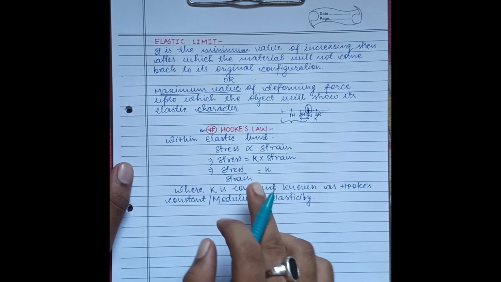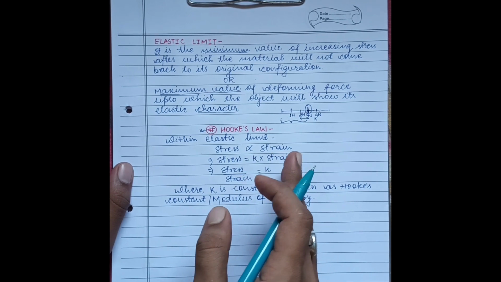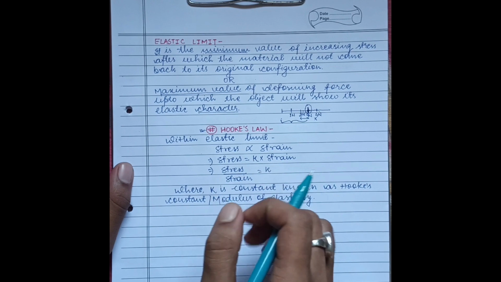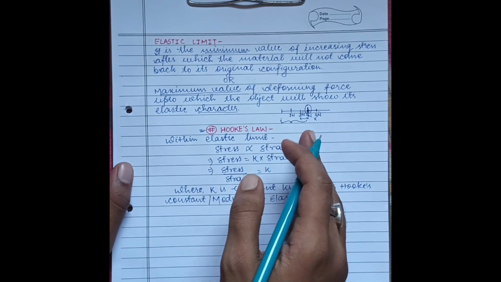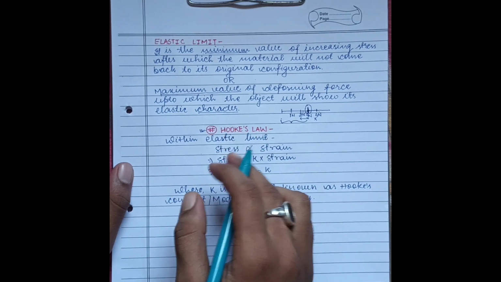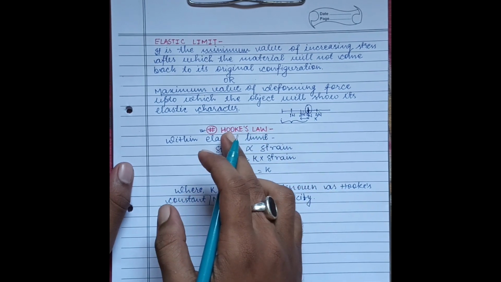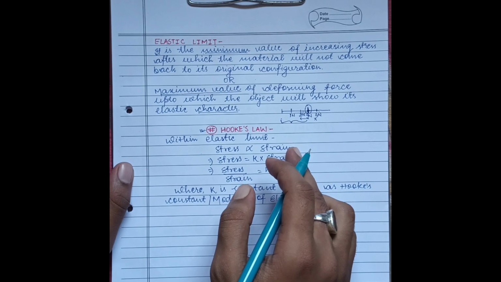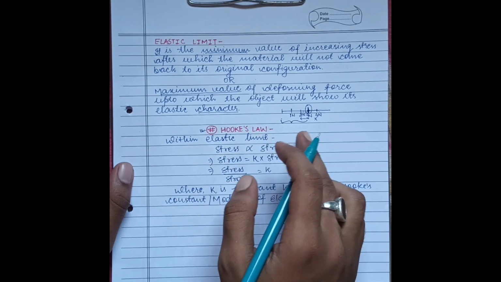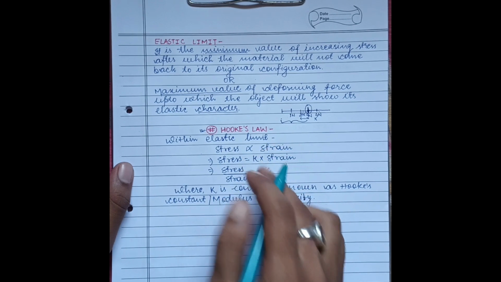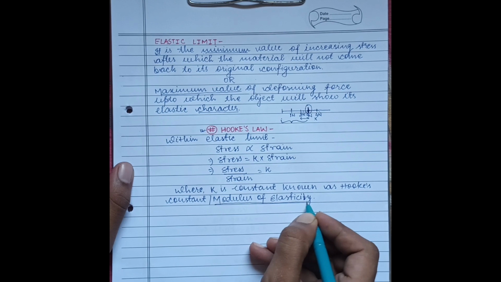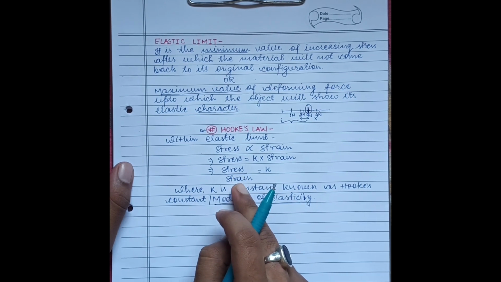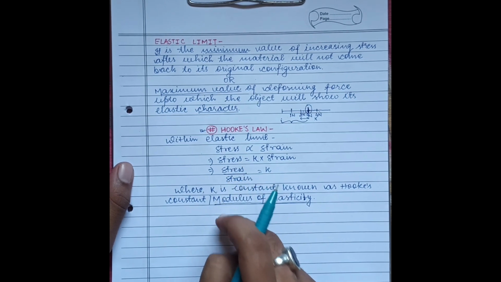So in the previous video, we have studied about 3 types of stress and strain: longitudinal tensile stress and longitudinal strain, volumetric stress and volumetric strain, shearing stress and shearing strain. And here also we will discuss modulus of elasticity with this relation, stress upon strain, for all the three types of elasticity.